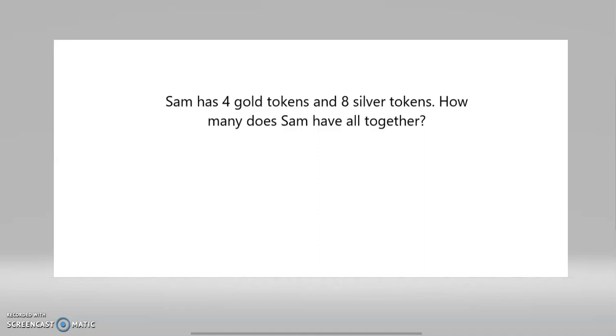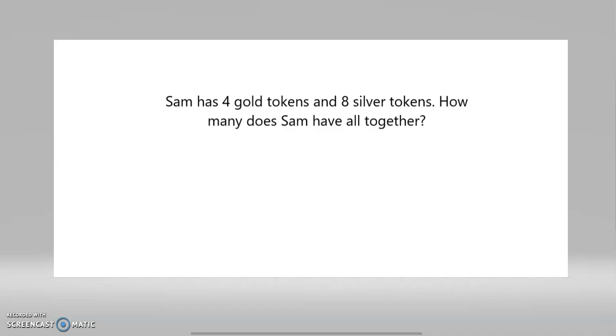When we see a word problem, we're going to first read the problem. So we're going to go ahead and read this together. It says, Sam has 4 gold tokens and 8 silver tokens. How many does Sam have all together?